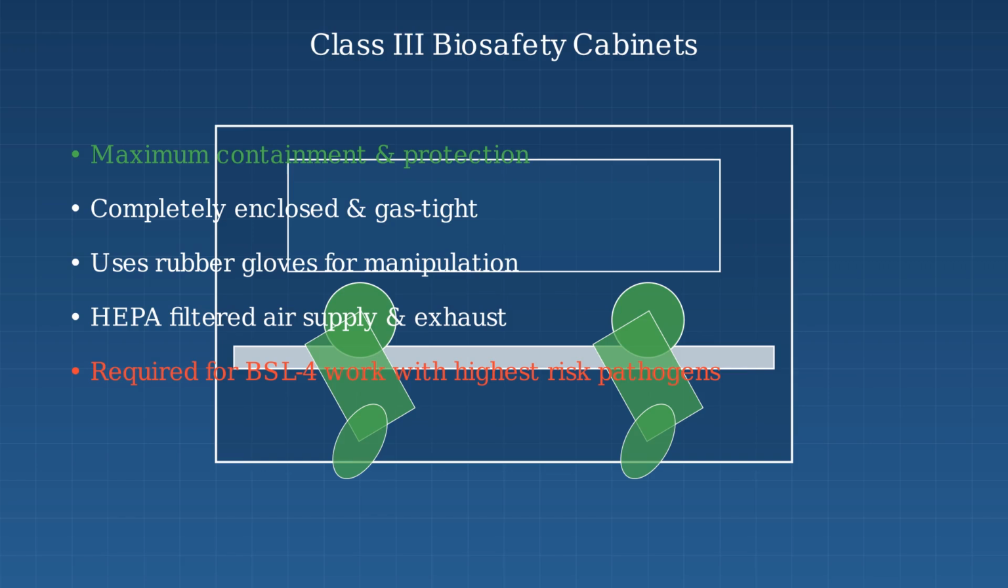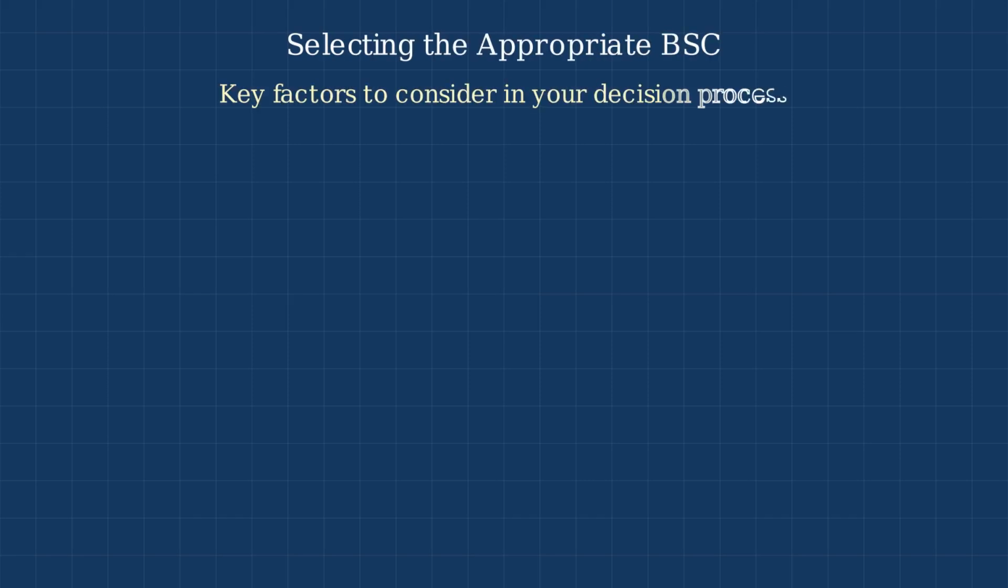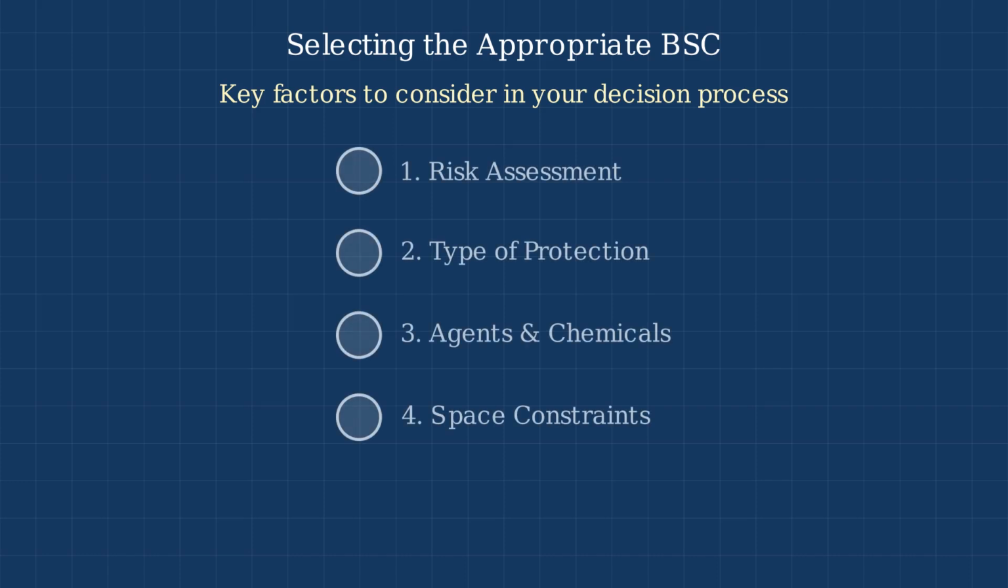When selecting a biosafety cabinet, several critical factors must be considered to ensure appropriate protection and functionality. There are four main factors to consider: risk assessment, type of protection needed, agents and chemicals used, and laboratory space constraints.